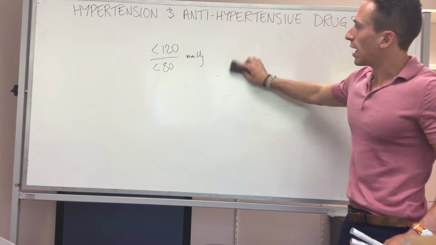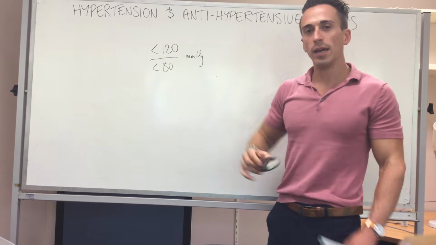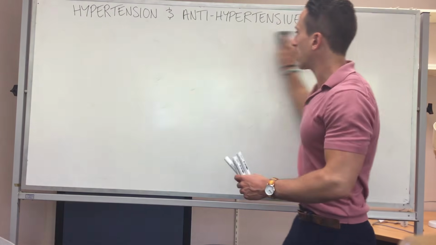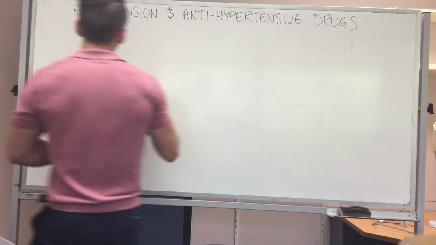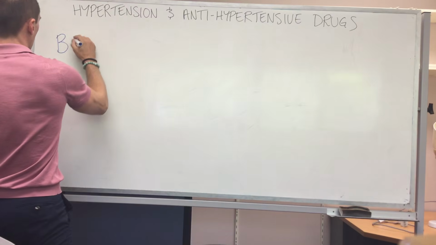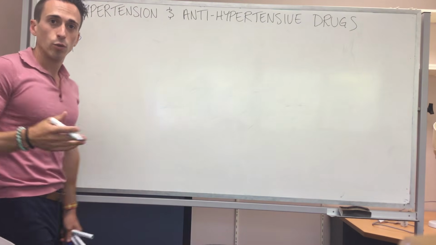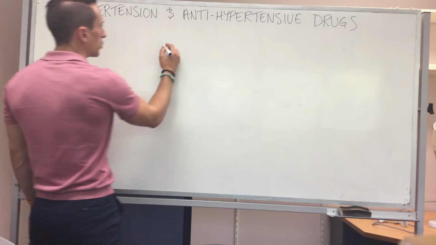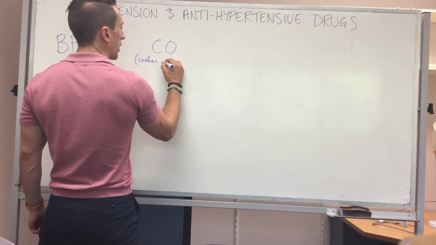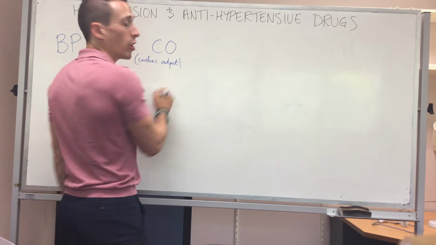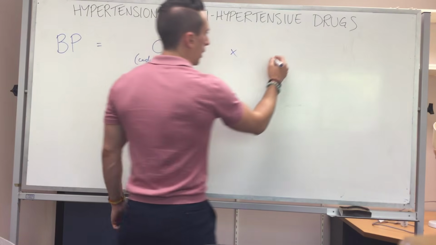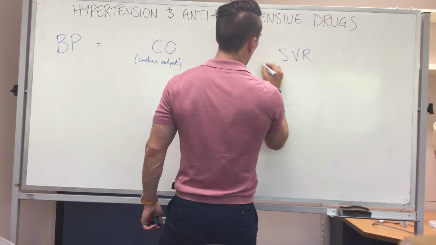What alters this? So how do you get 120 over 80, and how does this change to anything above? Well, we need to talk about blood pressure in itself and talk about what factors contribute to blood pressure. So there's an equation that tells you what are the contributing factors. Blood pressure is equivalent to cardiac output. Remember what cardiac output is? Cardiac output is the volume of blood that's being injected by the heart per minute, multiplied by systemic vascular resistance.